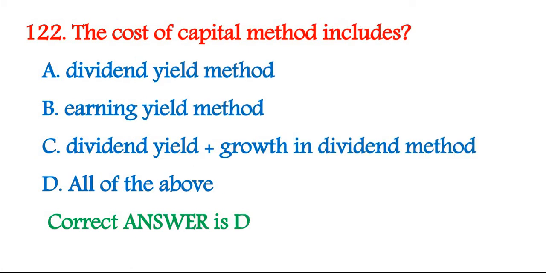122. The cost of capital method includes A. Dividend yield method. B. Earning yield method. C. Dividend yield and growth in dividend method. D. All of the above. Correct answer is D.